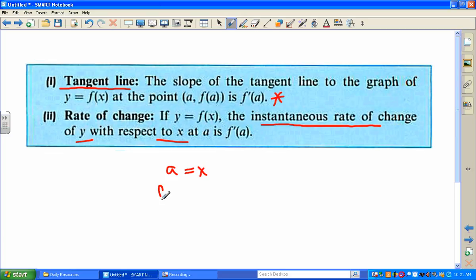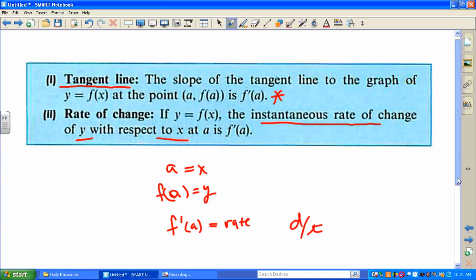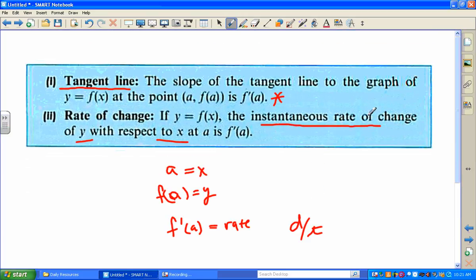Don't forget, a is an x value. F of a is a y value. F prime of a is a rate. You remember a rate? Distance over time is an example of a rate. That's what f prime of a is. I don't care if you have to memorize it. You have to know that stuff. All right? Nothing down there. So we're all set.